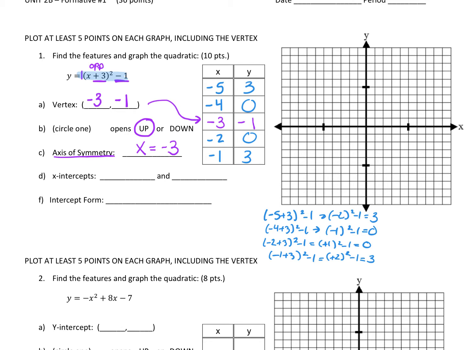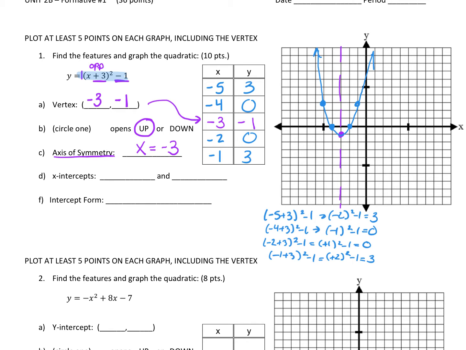So first I'm going to plot the vertex at negative 3, negative 1, and I'm going to draw in my axis of symmetry at negative 3. I'm going to plot my other points. So negative 5, 3, negative 4, 0, negative 2, 0, and negative 1, 3. And this will give me my parabola.